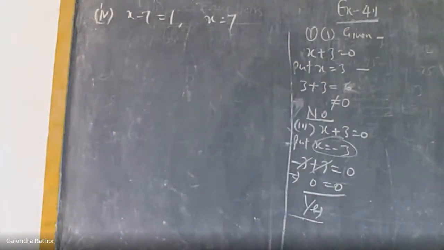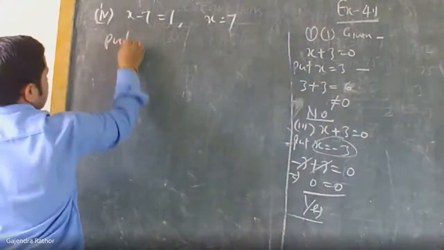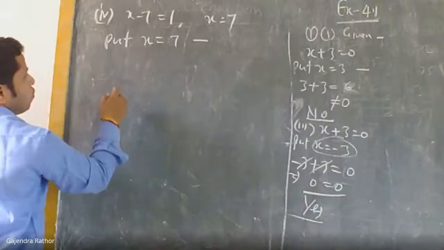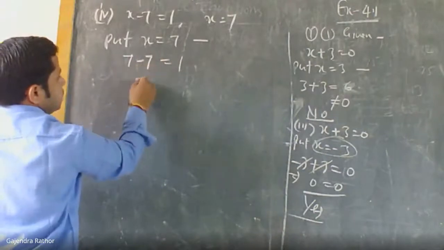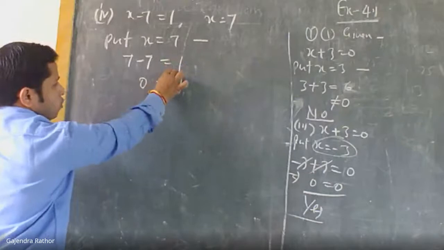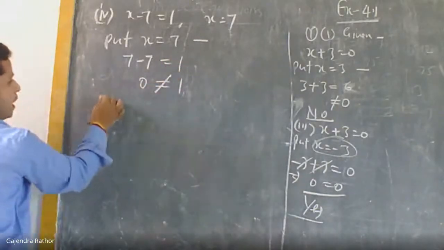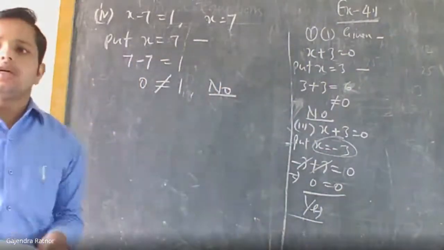You're very good. Most of the students replied no. Now let's check whether this is the correct answer or not. Put x is equal to 7. So 7 minus 7 is equal to 1. 7 minus 7 is 0. 0 is equal to 1? No, sir, this is not equal. So I cancel it like this. 0 is not equal to 1. So our answer is no in the fourth column of this table.